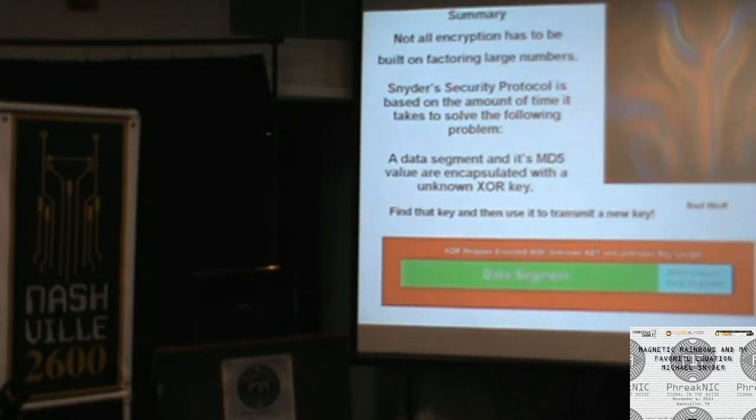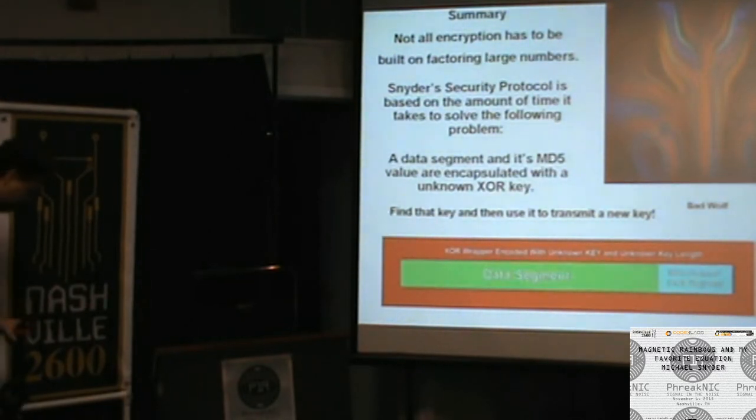My security protocol is based on the time it takes to solve the following problem. I have a data segment. I have an MD5 value, which is a message digest value, which is calculated from the data segment. And then I encapsulate both with an unknown XOR key. And then the client has to find that XOR key. And by finding that key, it gives a moment of security where it can transmit a new key to the server, and then the process repeats.